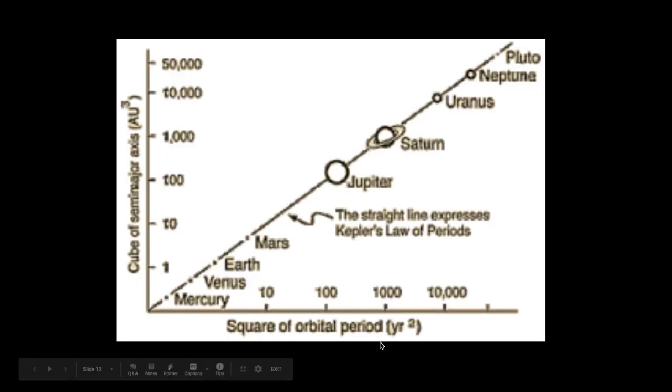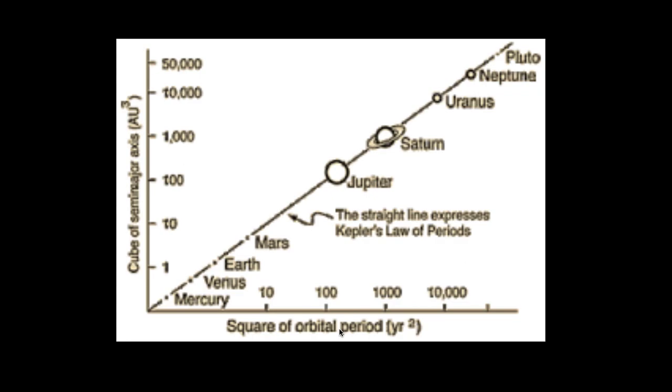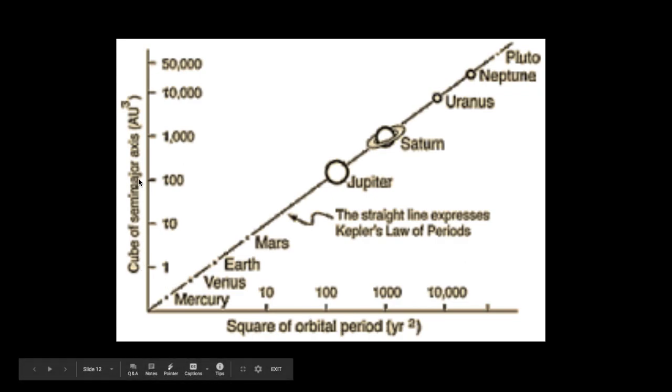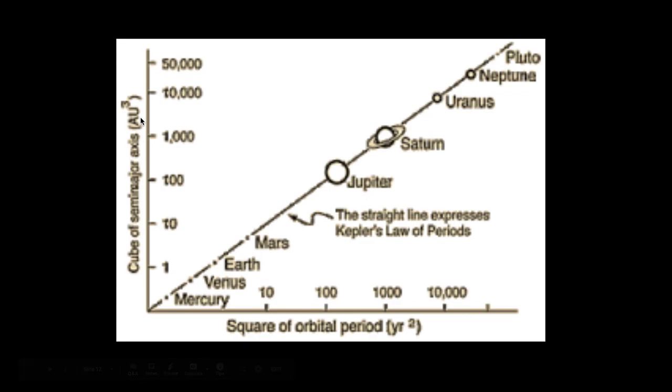They have it graphed here. Square of orbital period, that is years squared, so how long your year is in Earth days squared. And then cube of the semi-major axis, that's the average distance cubed. Remember, it's an average because sometimes you're closer and sometimes you're farther away. All right, planets that are really close to the sun, okay, they have a very short semi-major axis, have very short years.